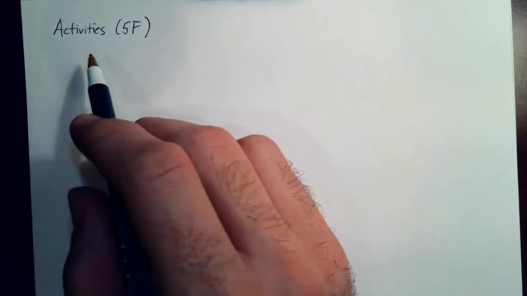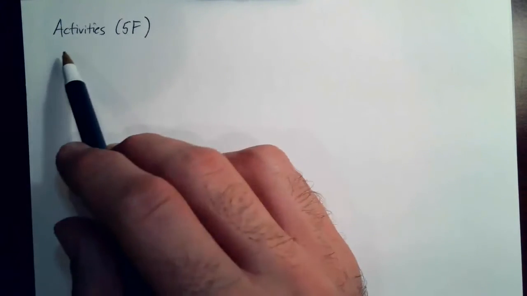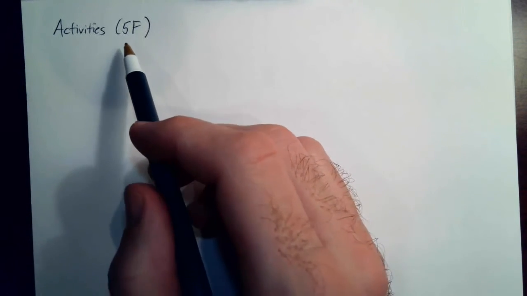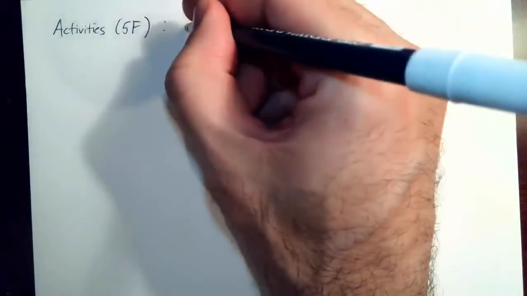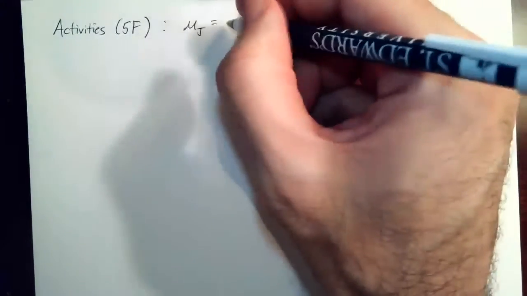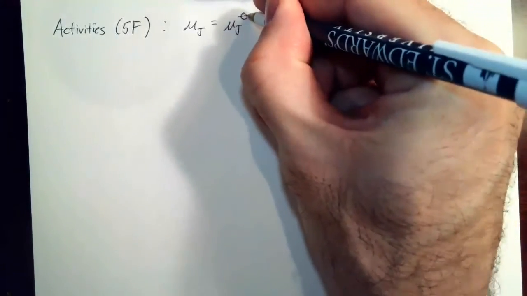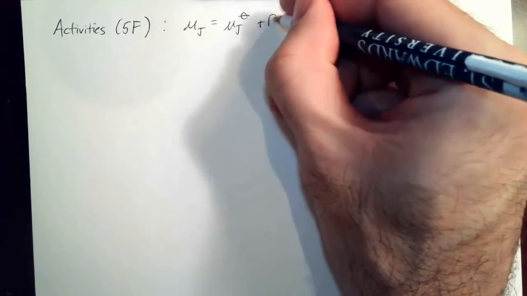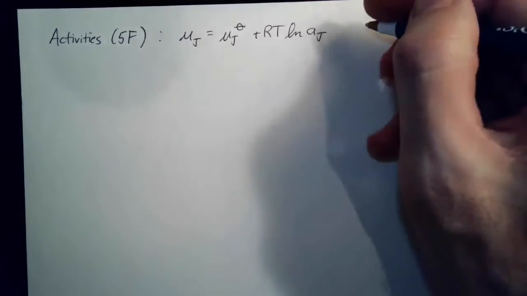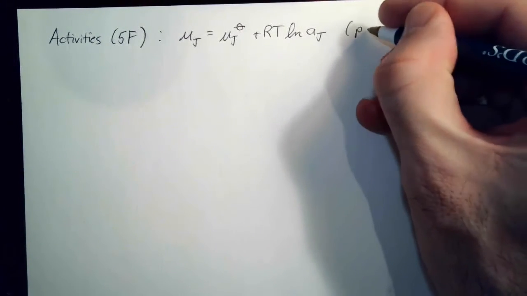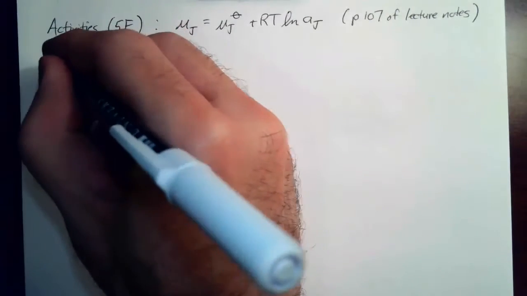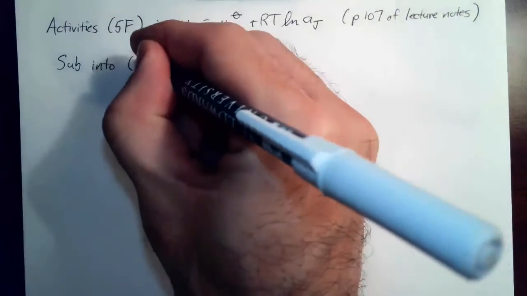Okay, so now we're going to incorporate activities, which is the reason we studied the use of activities right before we started chapter 6. And for a species J, we saw in section 5F that μj is μj standard plus RT ln the activity of species J. And you can find this in my notes on page 107. Okay, so now we're going to substitute this expression into the equation that I just labeled star star.